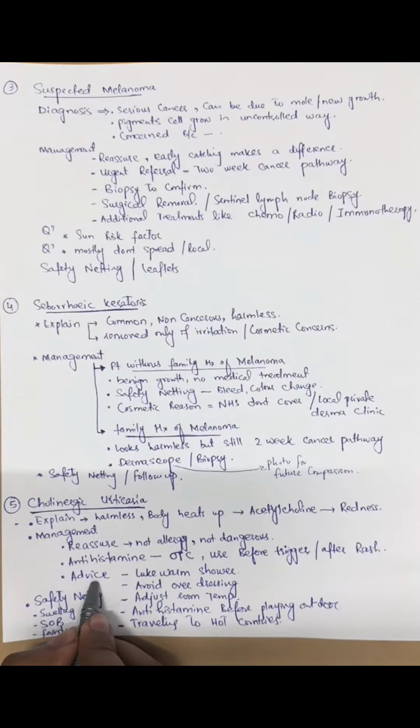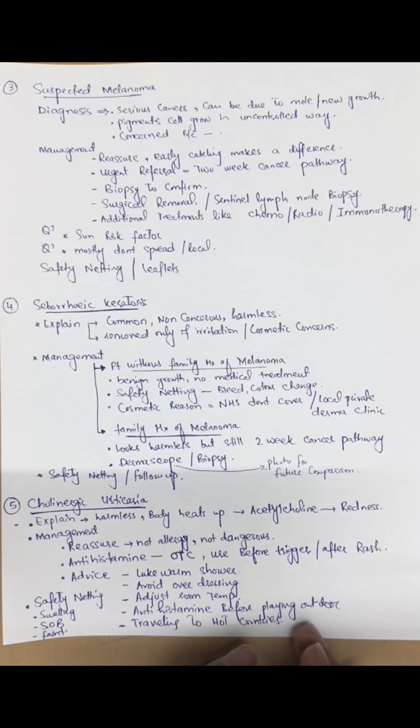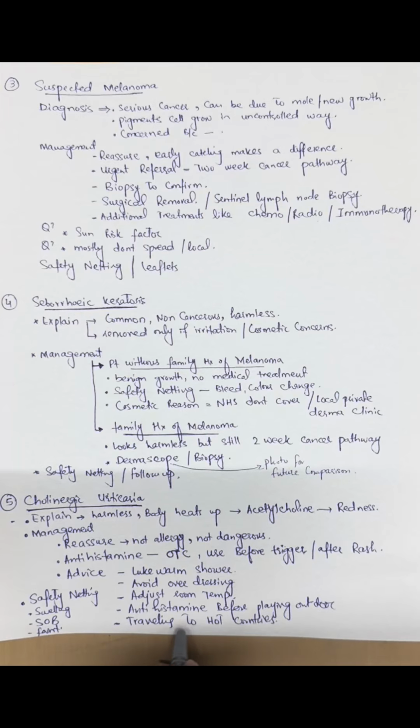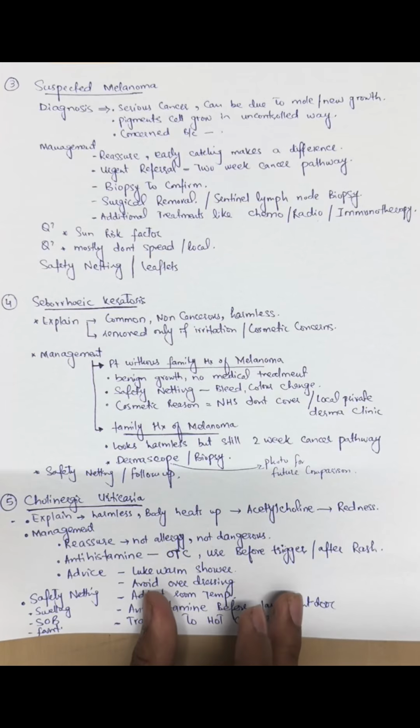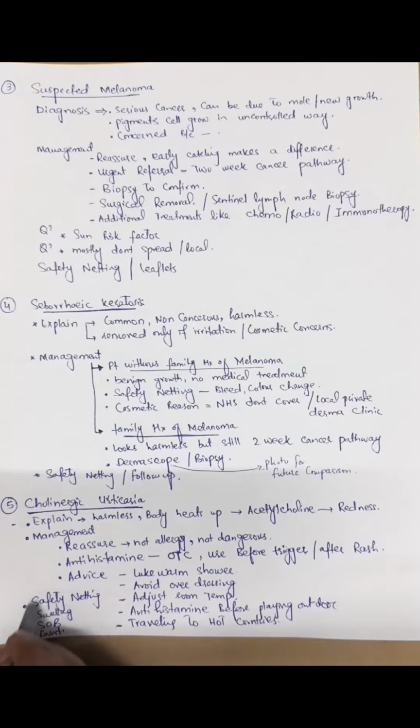Then you have to give them the advice. For the advice, tell them to take a lukewarm shower, not so much hot water, right? Avoid overdressing the child in warm weather, right? Then adjust the indoor room temperature if it's too hot, right? And you have to use antihistamine before playing outdoors or before known triggers. And also advise them about travel to hot countries, so they can take antihistamines, right? Safety netting is very important.